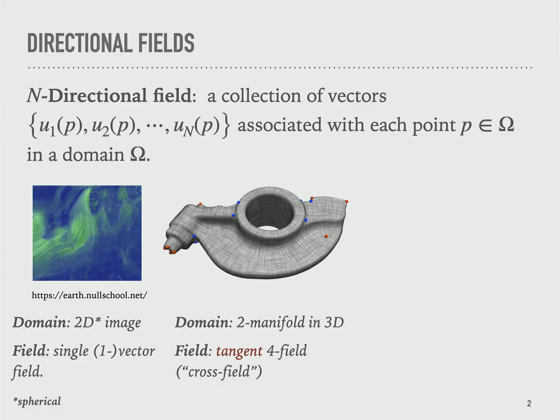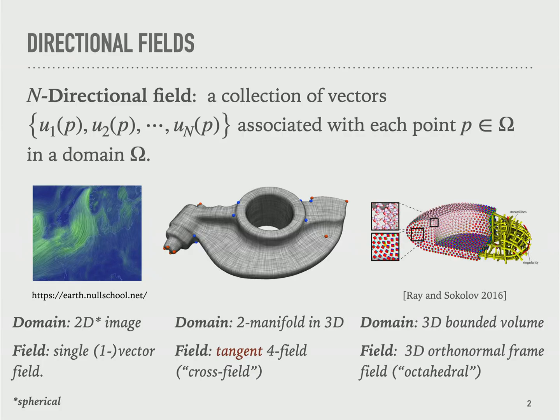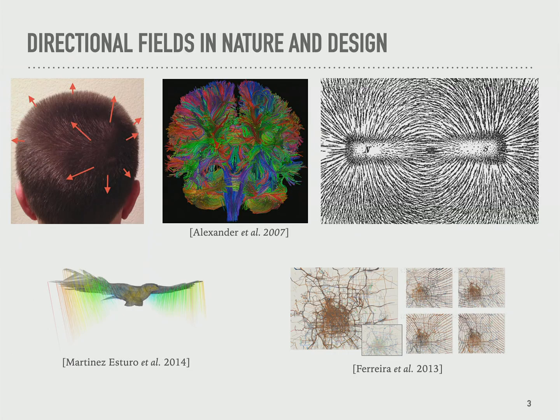For instance, we have some kind of two-manifold in 3D, this surface, the rocker arm, on which we have a tangent field that I'm going to be discussing. It's a four field because in every point we have four vectors pointing in some direction that are tangent to the surface. But then in the actual volumetric 3D, there's some kind of volume bounded by a boundary surface. And inside, there is a three-dimensional cross, six directions at that point. So that's a three-dimensional frame field.